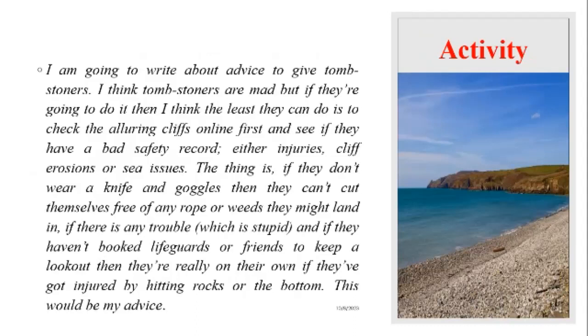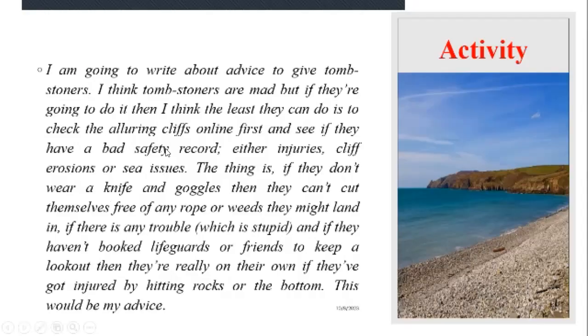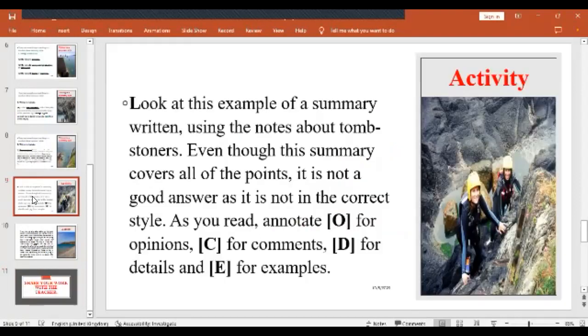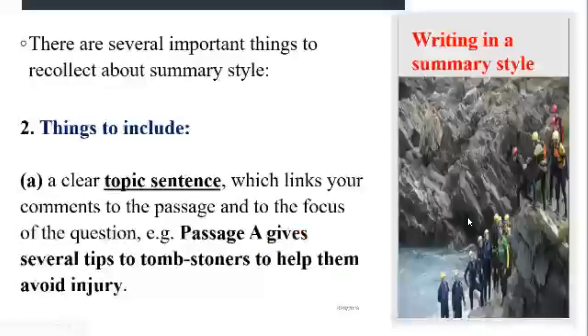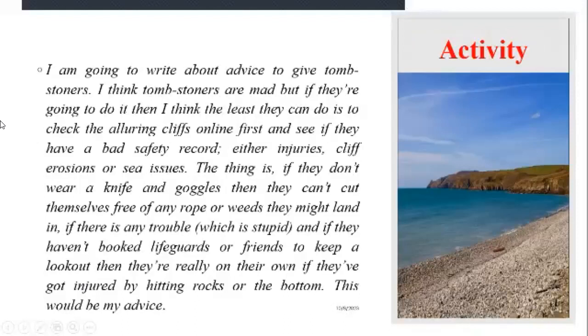All right, so I'm going to read this and then I'll be pointing out opinions, those things that shouldn't be in your work. I'll point them out. So let me just read this. I'm going to write about advice to give tombstoners. So the first sentence here is like your topic sentence. I'm going to write about advice to give tombstoners, or there are a few pieces of advice to give tombstoners. So that's like the topic sentence.